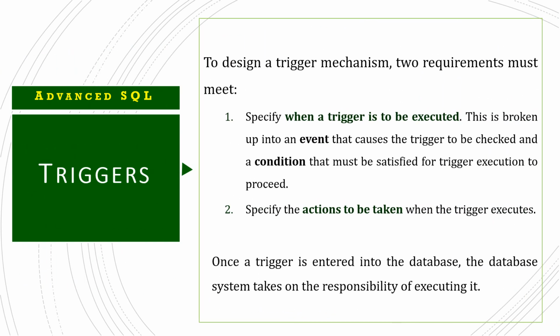To design a trigger mechanism, two requirements must be satisfied. First, we have to specify when a trigger is to be executed. That is, we have to specify the event that causes the trigger to be checked and the condition that must be satisfied for trigger execution. The second point is, once the trigger is executed, we need to perform some set of actions. So we have to specify the actions to be taken when the trigger gets fired.